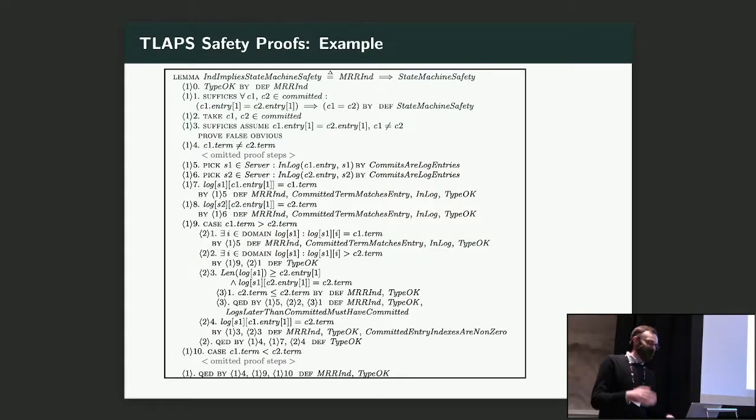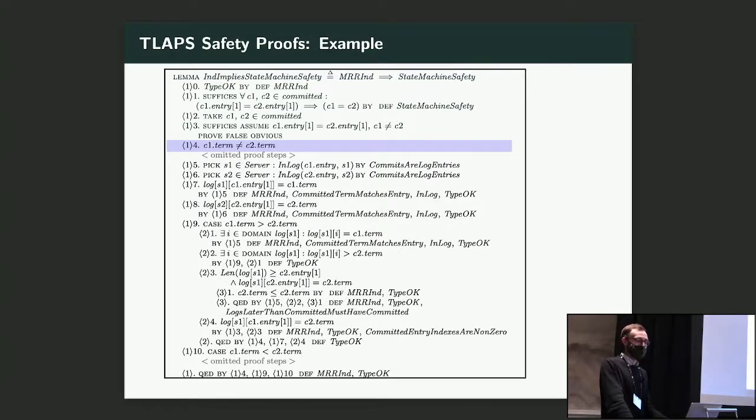And again, just to provide a very high-level example of what these proofs look like without being able to explain all the details, this is an excerpt of one of our TLAPS proofs for establishing this high-level state machine safety property. Of course, it relies on many auxiliary lemmas and things. So the top-level statement of the lemma here says that our inductive invariant should imply this property, state machine safety.